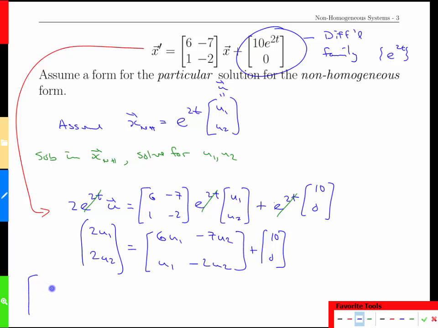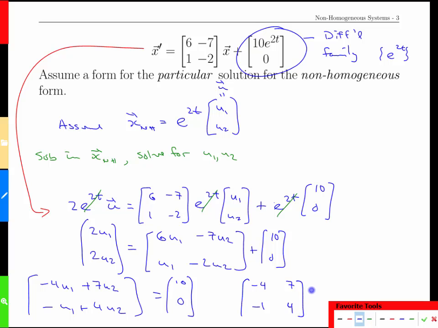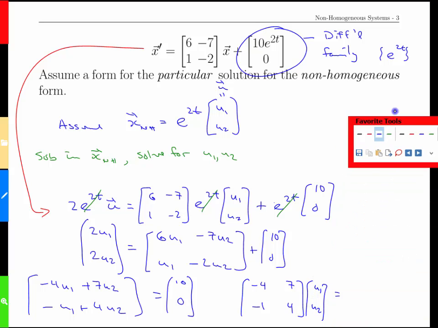So we have the two equations. We'll have minus 4u1 plus 7u2s. The second term is 2u2 plus 2u2, so it's 4u2s, and minus u1s. And that's going to equal 10 and 0. We could write it in actual vector notation, matrix vector system here. We've got this times u1, u2 now is equal to 10 and 0.